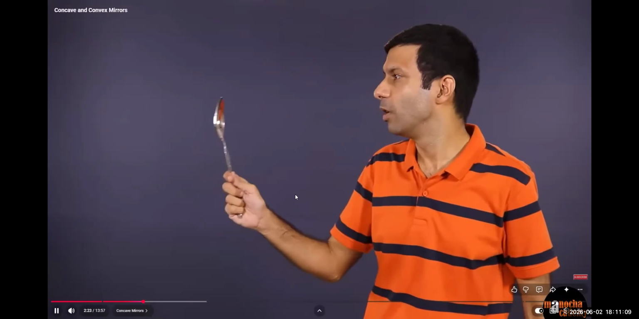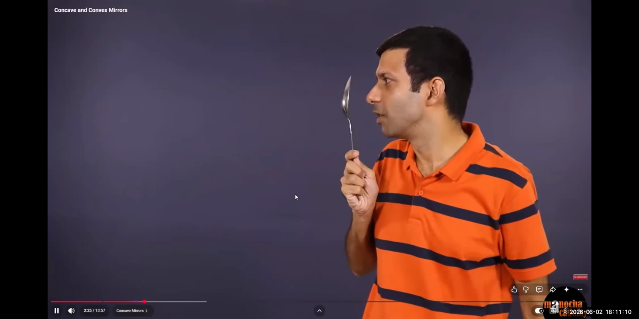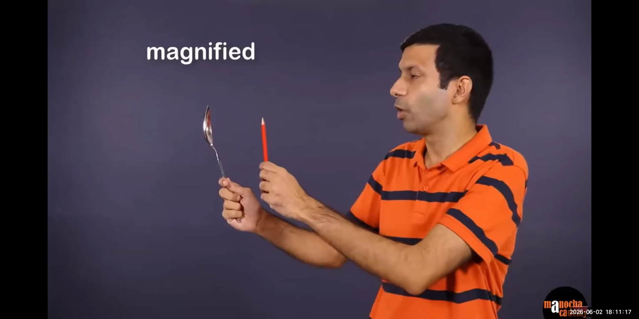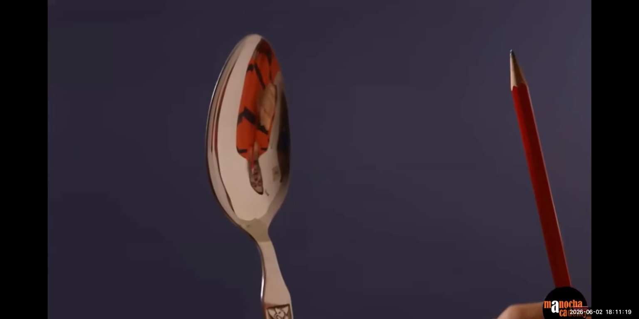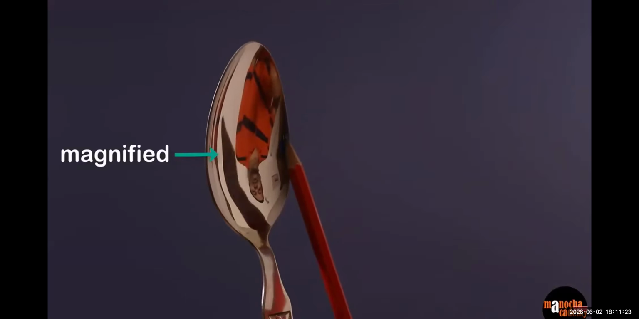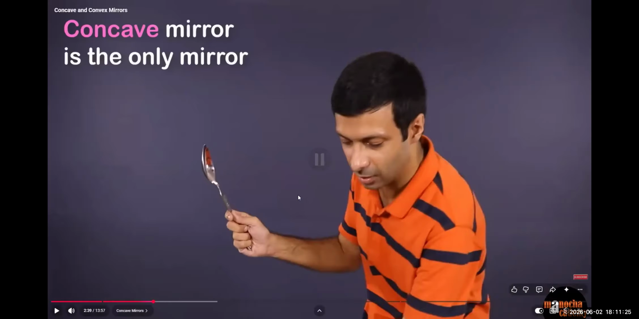You bring the spoon really close to yourself. You can see that you are looking magnified. An easier way to do this is to hold an object like a pencil and get it really close to the mirror. Now you can clearly see the magnification. Magnify means the image becomes bigger in size. Image is getting bigger, and previously it was upside down. Yes, Anya. Previously it was upside down.